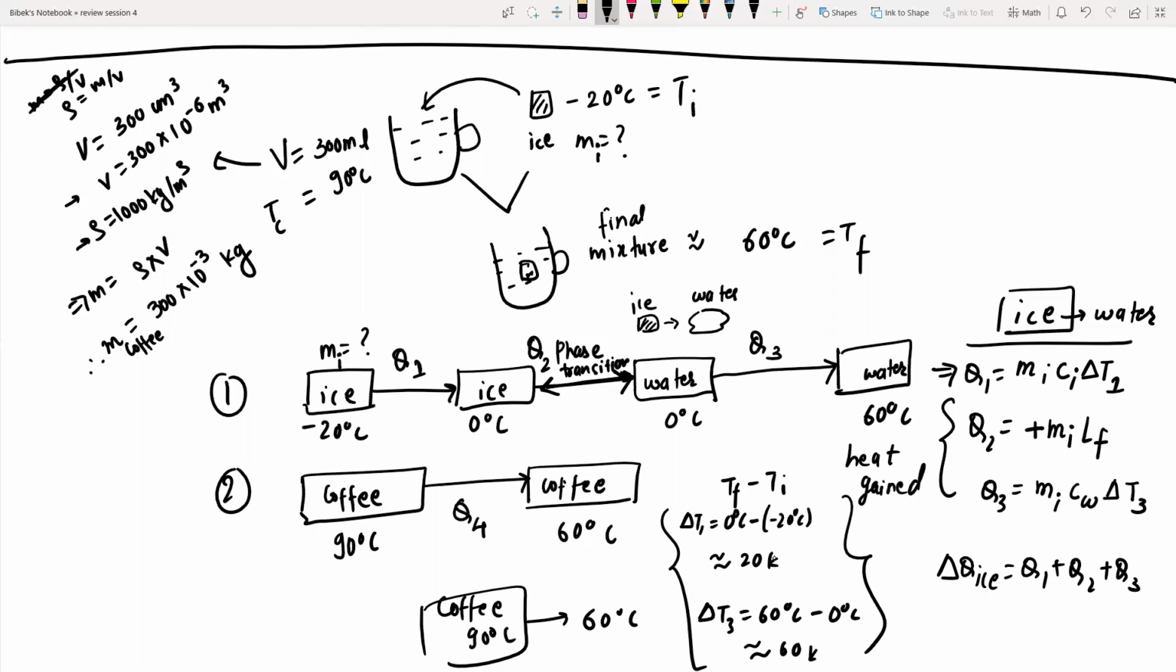Here you are having a phase transition, and we don't use MC delta T for phase transition. For phase transition, we use M times L. So it could be LF for phase transition from ice to water, and LV for phase transition from water to vapor. And similarly, after the phase transition, you again reach a water phase, the liquid phase. So we are going from 0 degrees centigrade to 60 degrees centigrade water. There is no phase transition, and that's it.